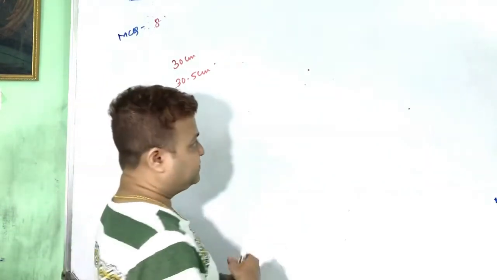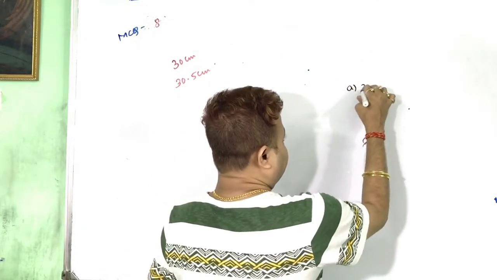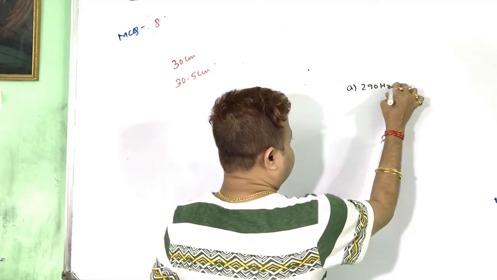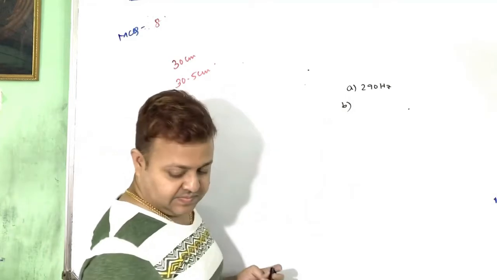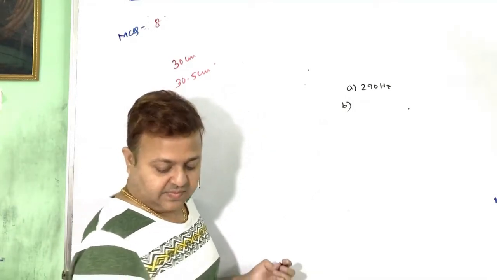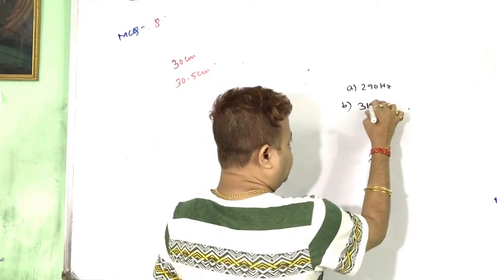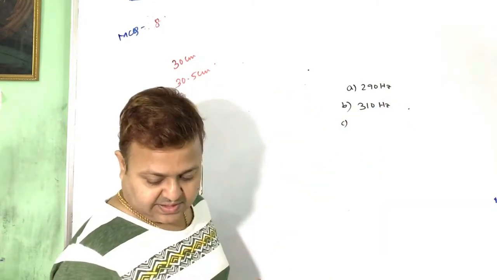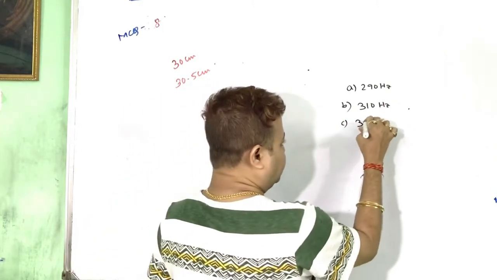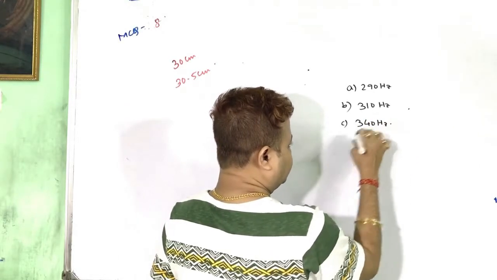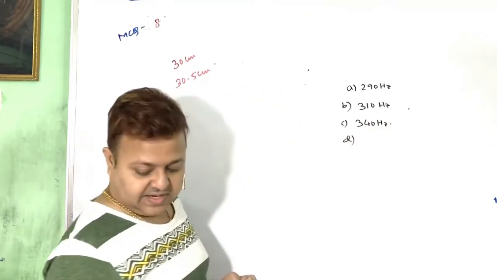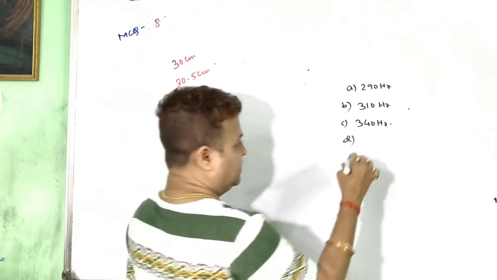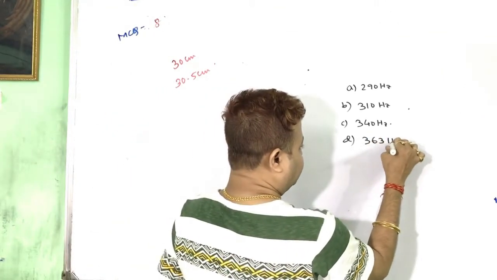Option A 290 hertz, B 310 hertz, C 340 hertz, and D 360 hertz.